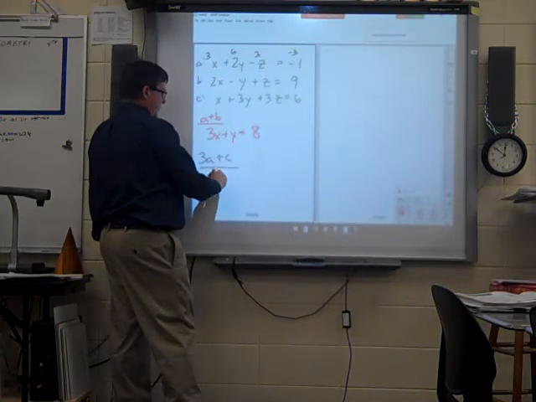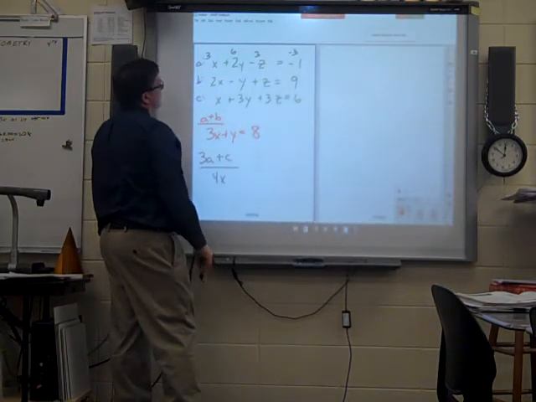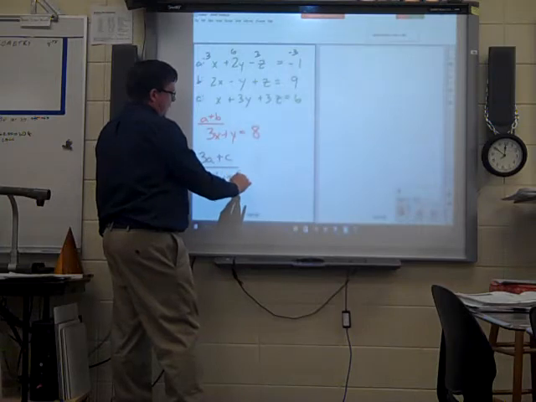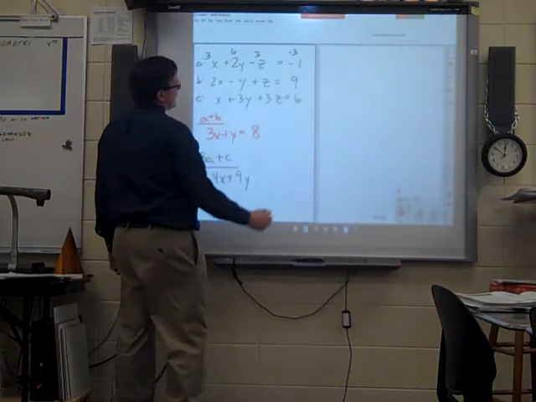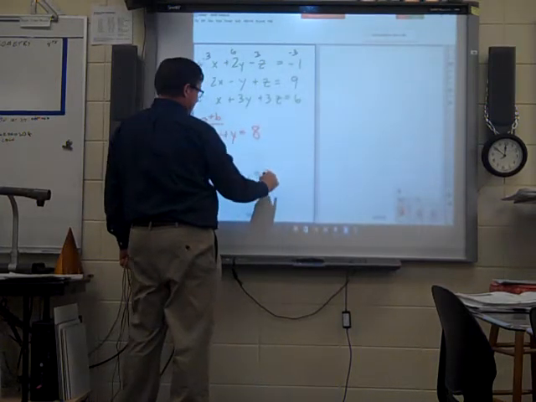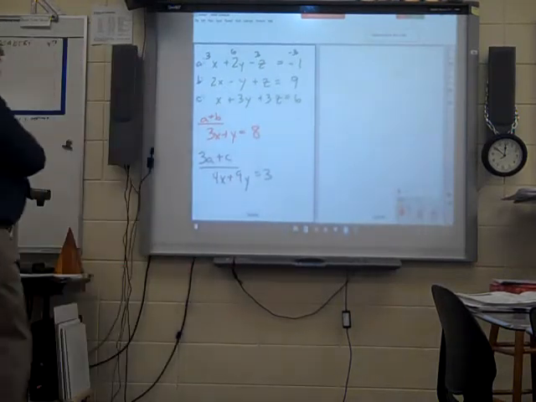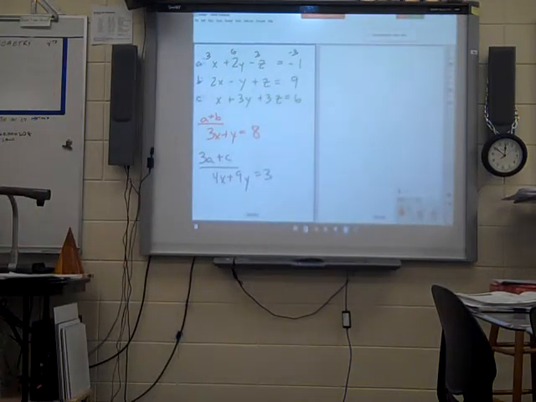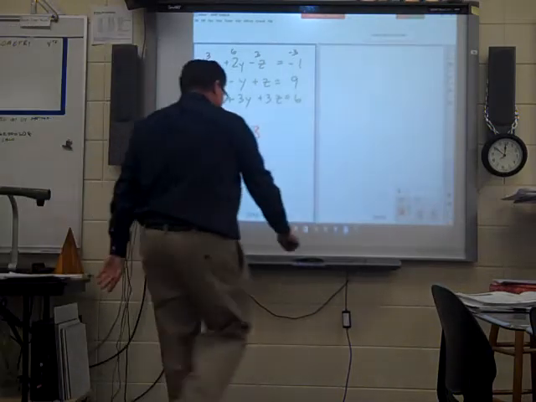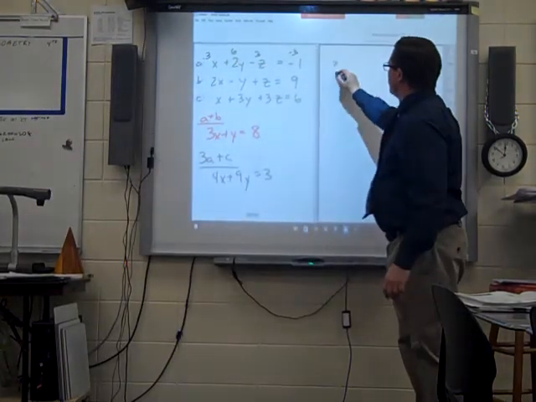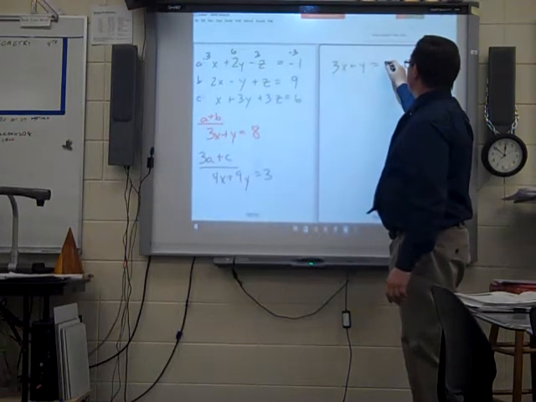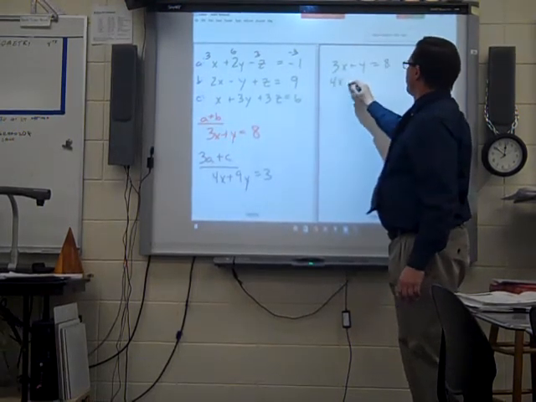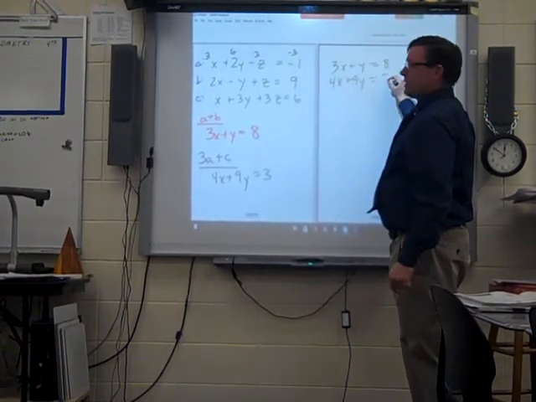And I get a second equation of 4x plus 9y equals 3. I'm trying to make sure I didn't make a math mistake. Because, again, keeping track of stuff is probably the most important. So now, let's solve these two. 3x plus y equals 8. 4x plus 9y equals 3.